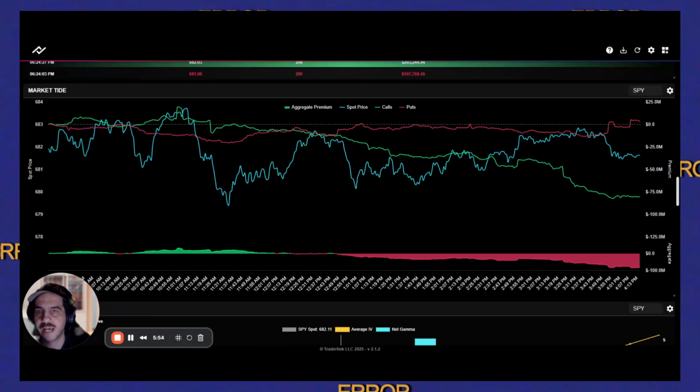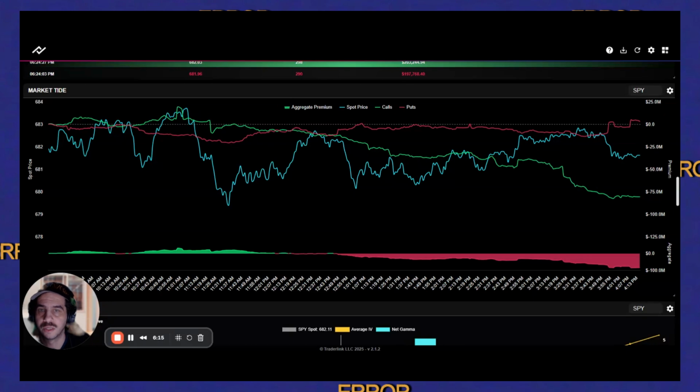So now, how do you exactly trade with market tide is your next question. And this is how you level up. These are the strategies professionals use. 1, follow the aggregate curve. If the aggregate premium is trending down, avoid longs. If it's trending up, avoid shorts. Simple, powerful, and yet very effective.